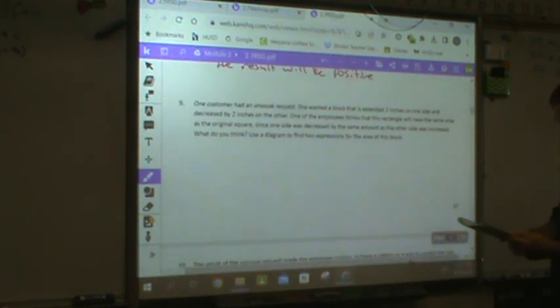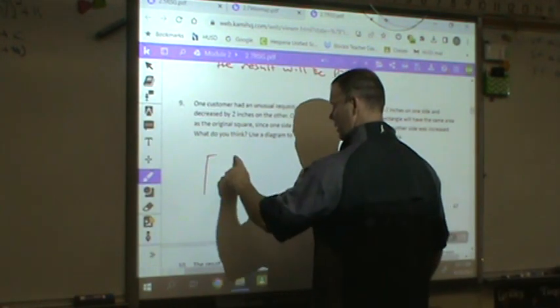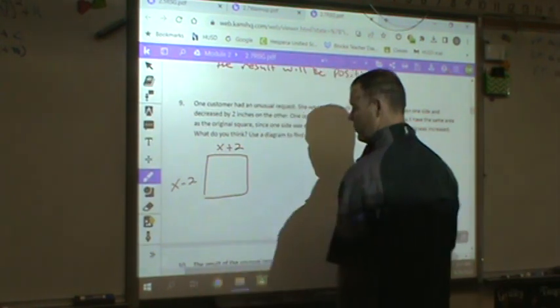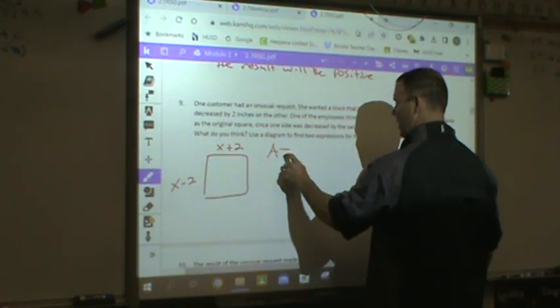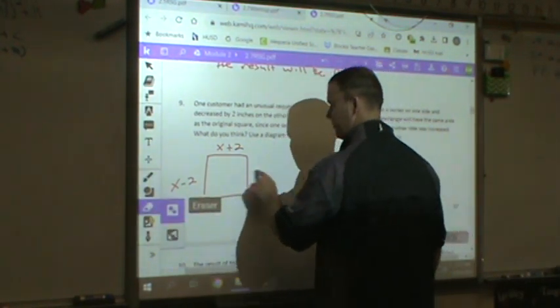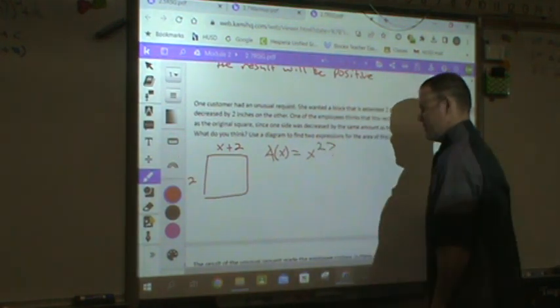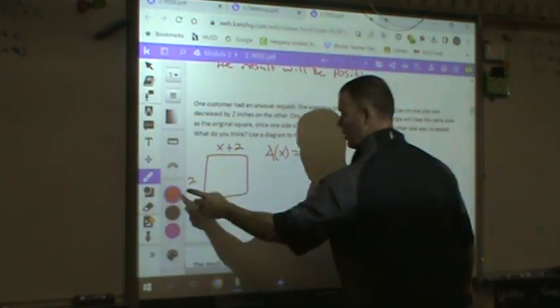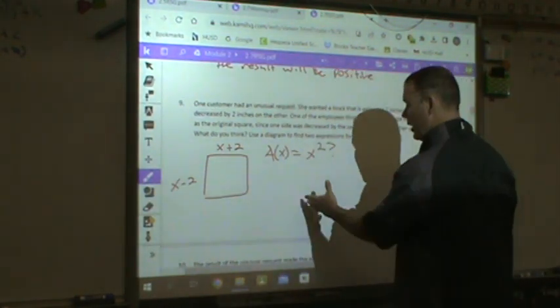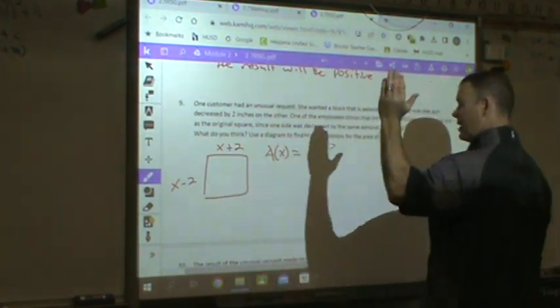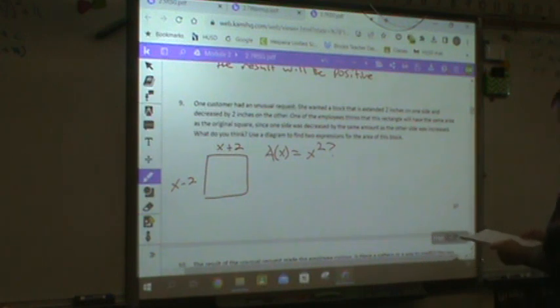And then in question 9, one customer said, hey, what if we take the basic block, and add 2 to one side, but minus 2 from the other? Are we going to end up with x squared? Is A of x going to be equal to x squared, because that's what we start with? Well, go ahead and complete the diagram. Add 2 to one side, subtract 2 from the other side, do all your shading, and then come back in a second and we will explain.